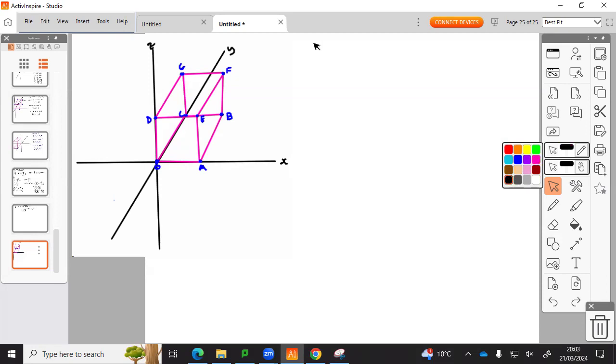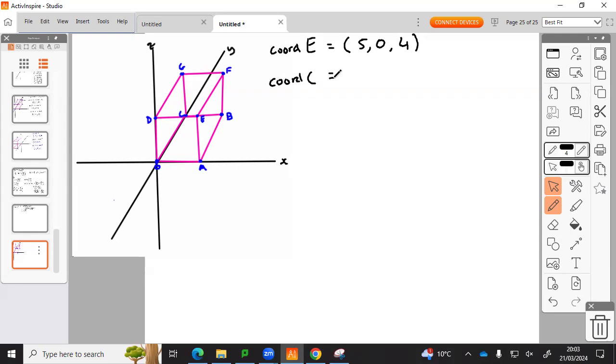My coordinate for E is 5, 0, 4. And my coordinate for C is 0, 3, 0. All right.